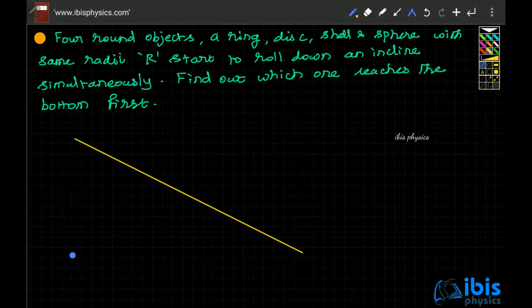So there is an inclined plane. Four objects are made to roll down the inclined plane. So the question is, which one reaches the bottom first? All the four objects are round objects. So let us assume that they're all round objects.